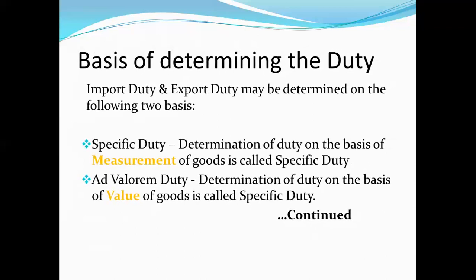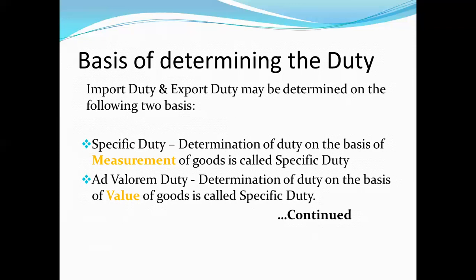Let's see what the bases of determining duty are. Import duty and export duty may be determined on the following basis. Two major aspects: one is called specific duty and the other is called ad valorem duty. Let's see what specific duty is. It is a duty which is determined on the basis of a measurement of a good. The measurement can be anything, that is weight, length, breadth, size, or any such measurement. Ad valorem duty means the duty which is imposed on the value of a good, that means the monetary value of such goods.